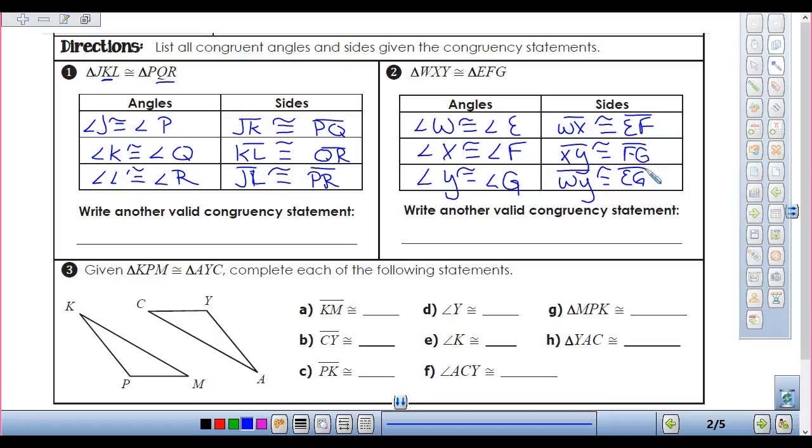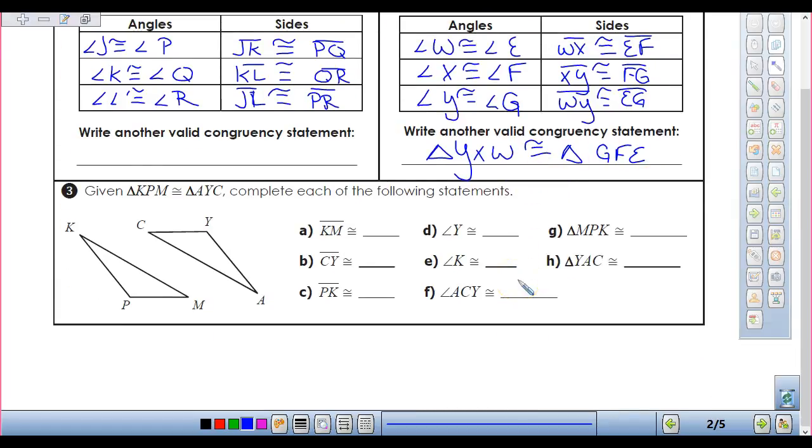If it's asking for another valid congruency statement, it's just asking you to write this statement another way. So instead of triangle WXY, I could say YXW, but then it would be congruent to triangle who? GFE. Easy peasy, right?